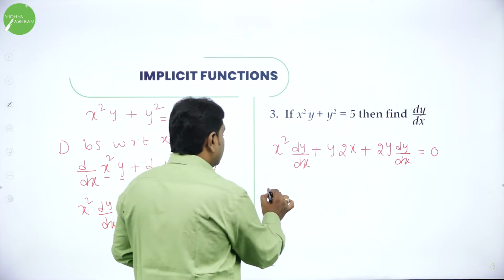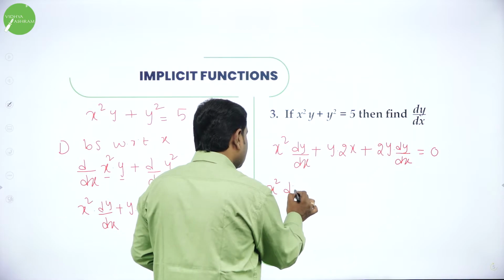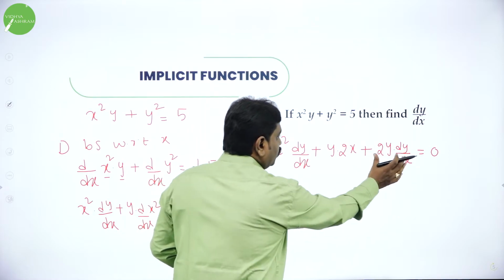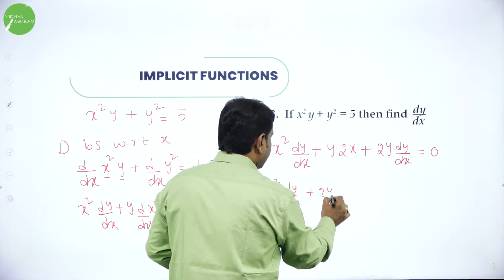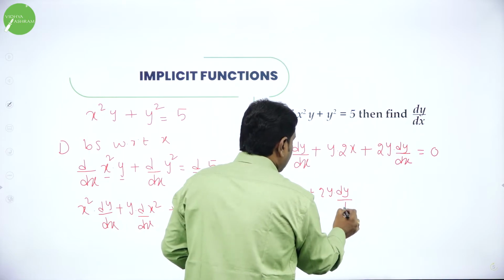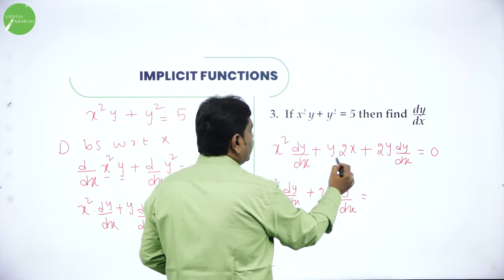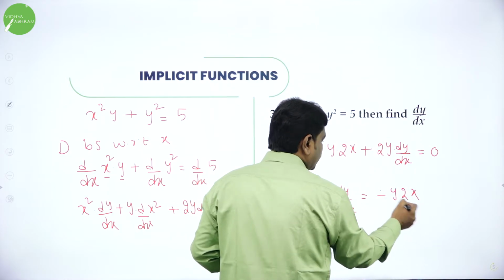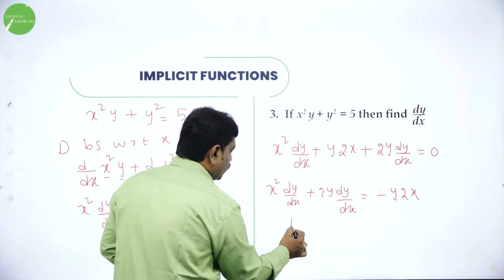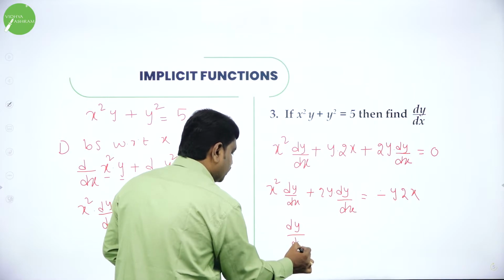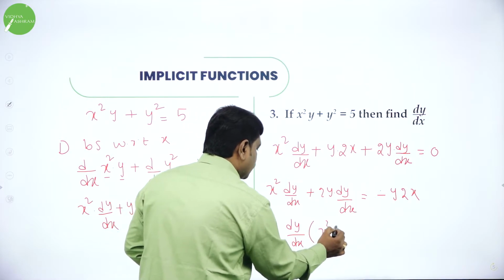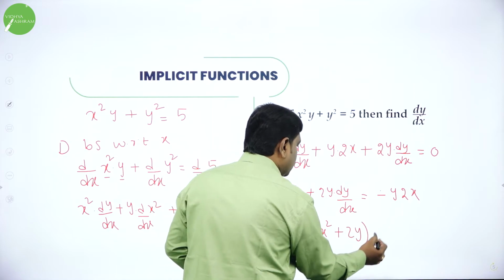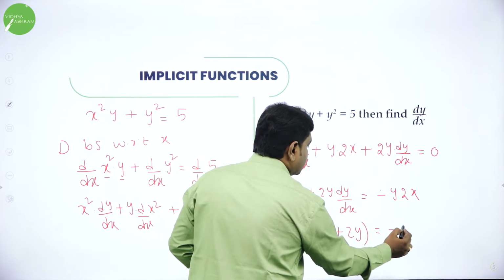So now x square dy by dx, and here we have 2y dy by dx. I will group it, and the non dy by dx term, this y into 2x, I will transfer that side, it will become minus y into 2x, or minus 2xy you can write, and in these two take out dy by dx. If I take out dy by dx, what is left out? X square plus 2y is left out, and so can I write it as minus 2xy?